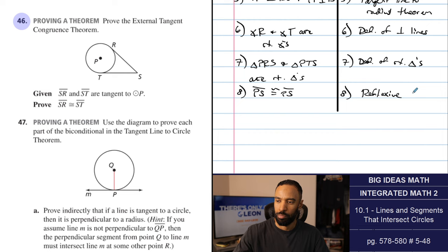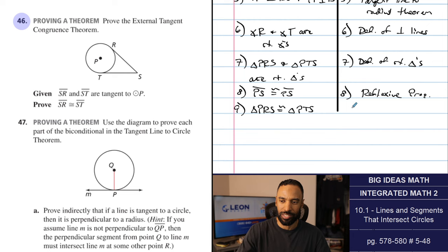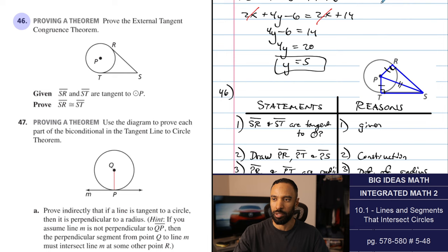Reflexive property. And now, therefore, these two triangles are congruent to each other. So triangle PRS is congruent to triangle PTS. This is the HL congruence theorem. HL. And now those two are congruent to each other by CPCTC. So if I have two congruent triangles right here, then their corresponding parts here are congruent.